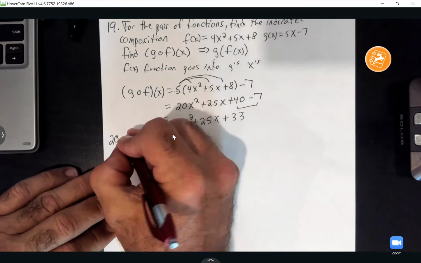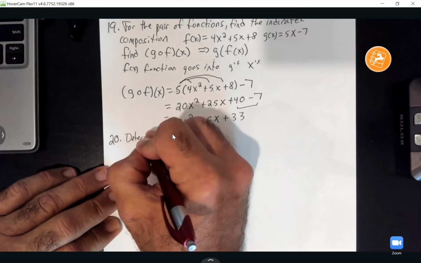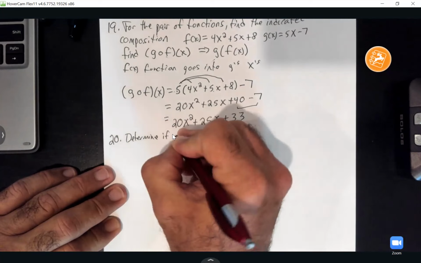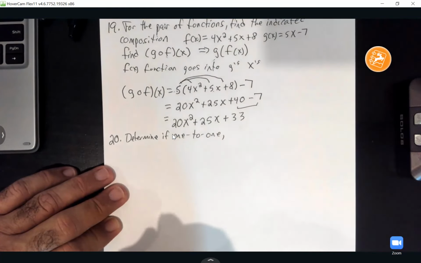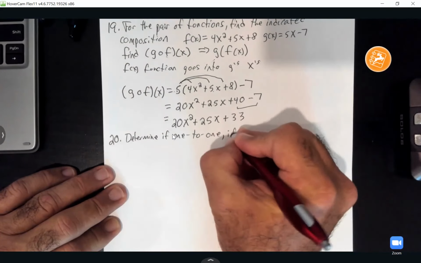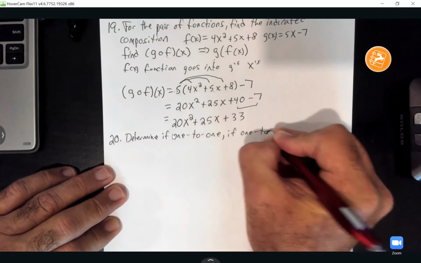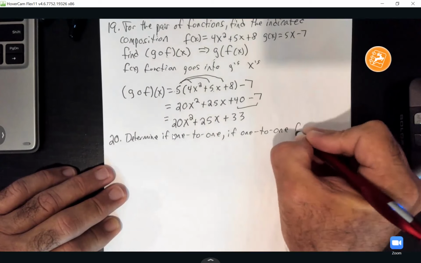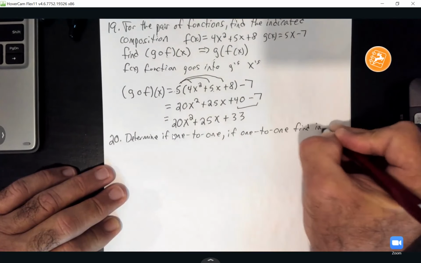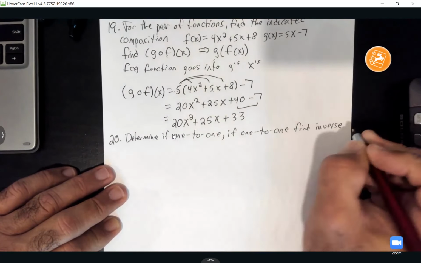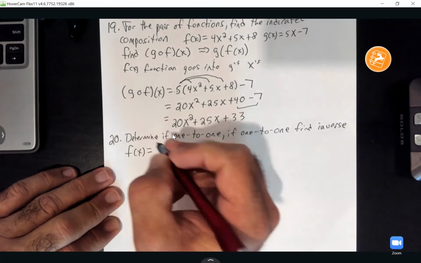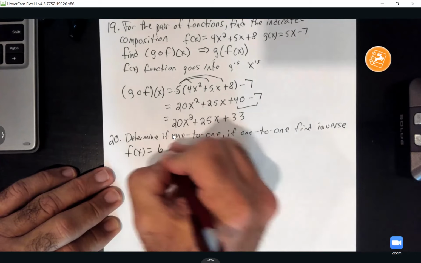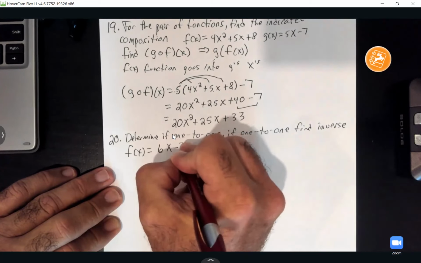All right, 20, determine if 1-to-1, if 1-to-1, find the inverse. So they're giving me f of x equals 6x minus 3.